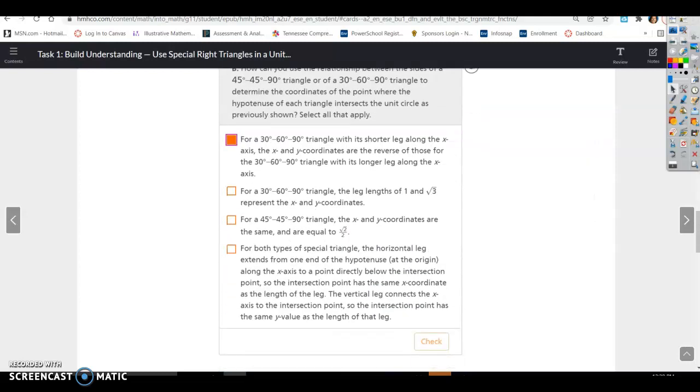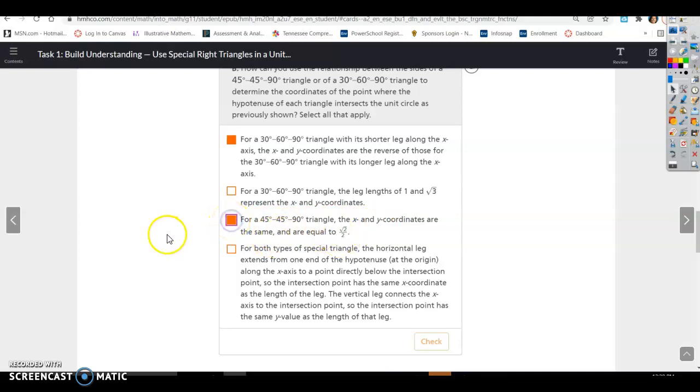That is true. For a 30, 60, 90 triangle, the leg length of 1 and square root of 3, that is not true. Remember they were 1/2 and square root of 3 over 2. All right, for a 45, 45, 90, the x and y are the same, and there's a square root of 2 over 2. That is true.